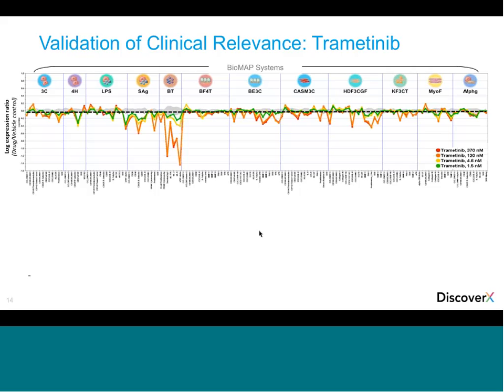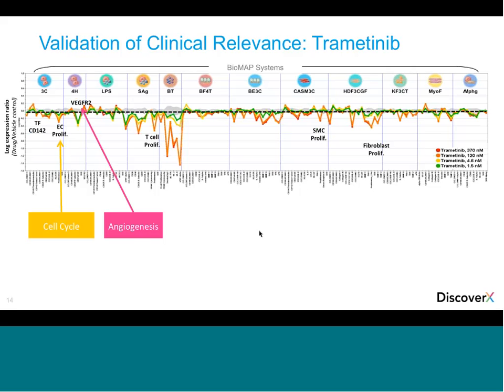And remember, I mentioned that these are all clinically relevant biomarkers. Every single activity here tells you something about how this drug is behaving in the clinic. So let's walk through that. The first thing we see is activities that are relevant to cell cycle, so inhibition of endothelial cell proliferation, T cell, smooth muscle cell, and fibroblast proliferation. These are activities that we know are controlled and regulated by the target of trametinib, MEK kinase, and we see them here in the BioMAP profile.